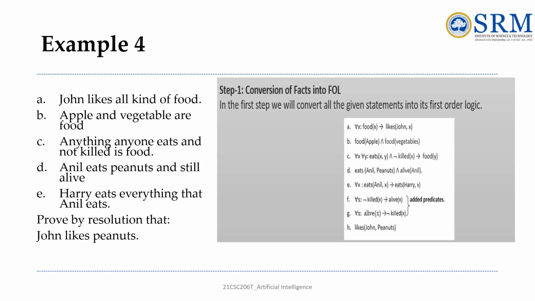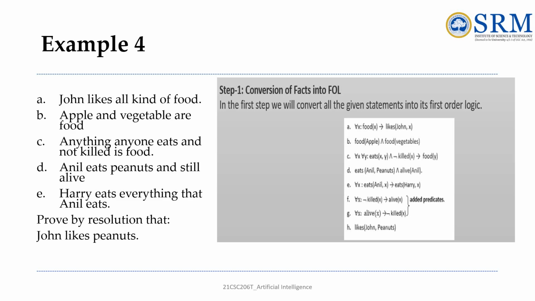Here is a real world example: proving John likes peanuts. That is the goal. We were told that John likes all kinds of food. Peanuts are food. Anil eats peanuts and is still alive. Anything you eat and don't die from is food. Harry eats everything Anil eats. These are the known truths provided to prove the goal statement, that John likes peanuts.